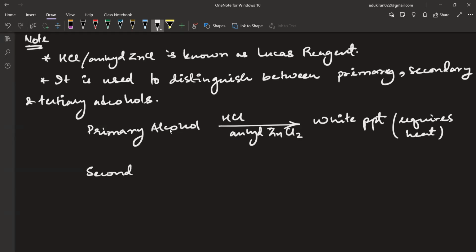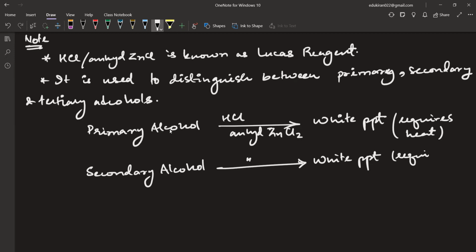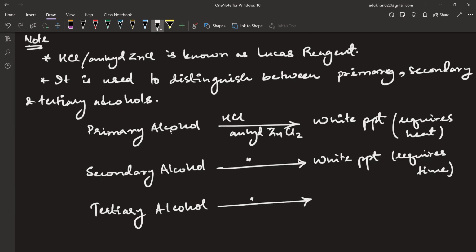Right, secondary alcohol. The same reagent. Again, it will give me white PPT. Okay, now it requires some time. Okay, so if you wait for a few minutes, depending on the room temperature, you will get a white PPT. Are you seeing something? Yes. You're seeing something? So it takes 5 to 10 minutes. Then write the last one, that is tertiary alcohol. Use the same thing. There will be white PPT. This will be immediately. Okay, so within some seconds and minutes, you will get this white PPT.